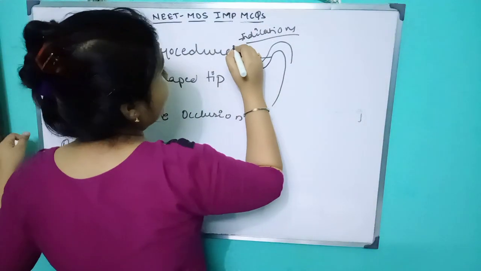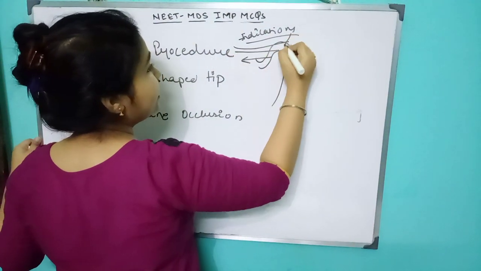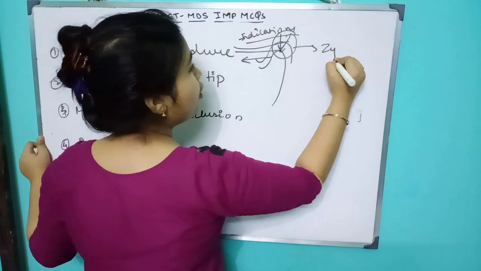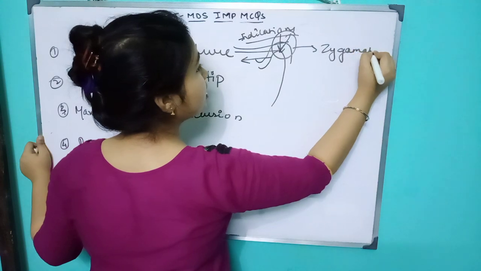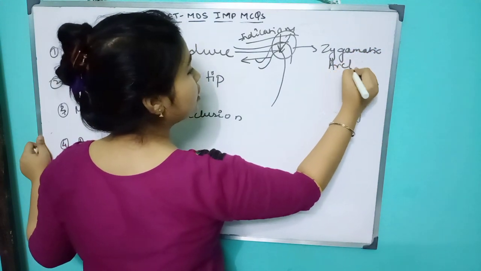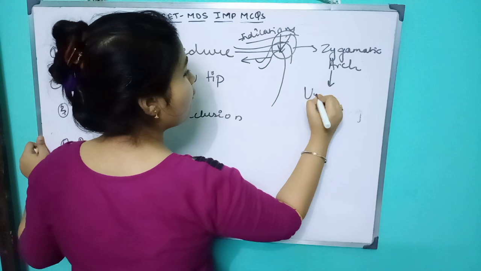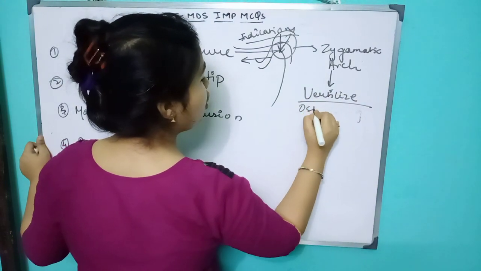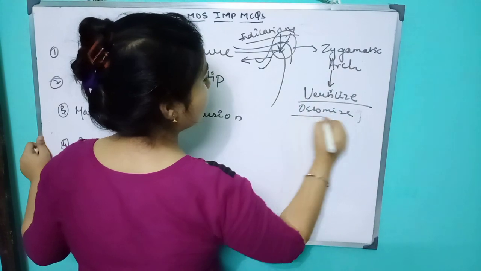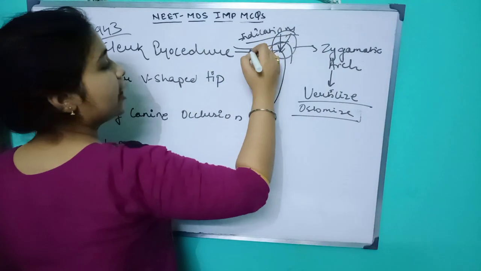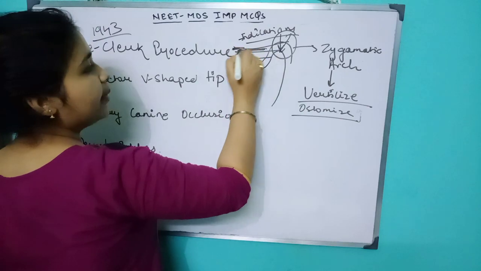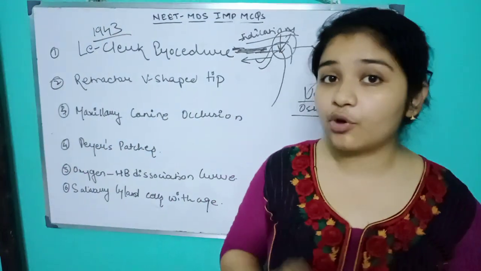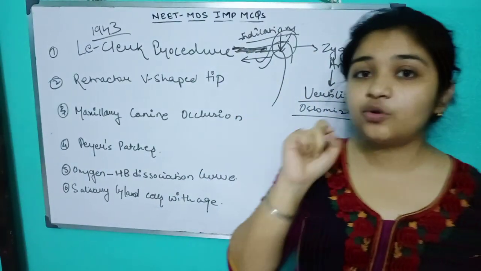This is the zygomatic arch. The zygomatic arch is osteotomized in a vertical direction. This is the main thing. This is the procedure. I just repeated it once again.